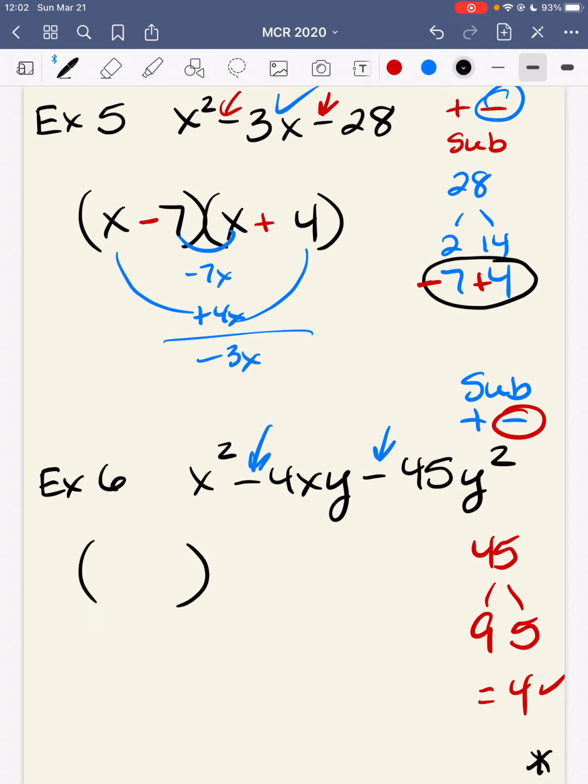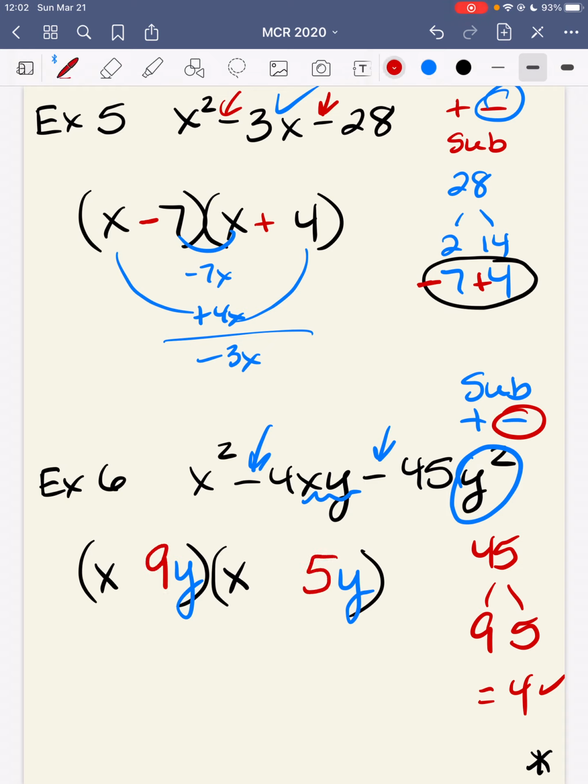I'm going to set up my two binomials. Now this one is slightly different. Notice in the front I have my x squared. So I need an x and an x in the front. Notice though in the back I have a y squared and then I have this mixture in the middle. Notice I didn't really worry about that to begin with. That means in the back I need a set of y's. And I'm not going to worry about the middle. I'm going to set up my numbers. I need a 9 and a 5. The 9 must get the minus because it's the larger number. And the 5 must get the plus.